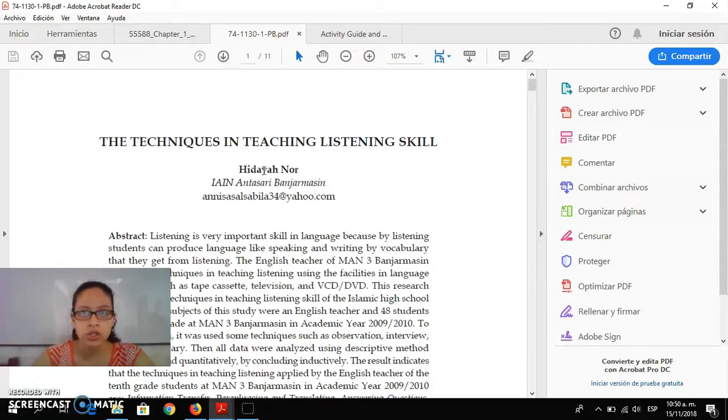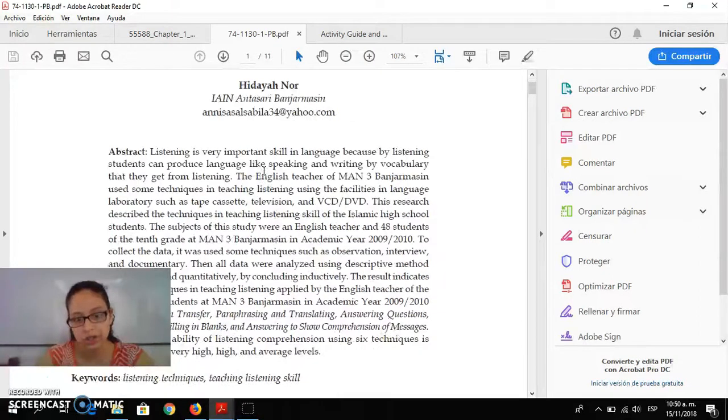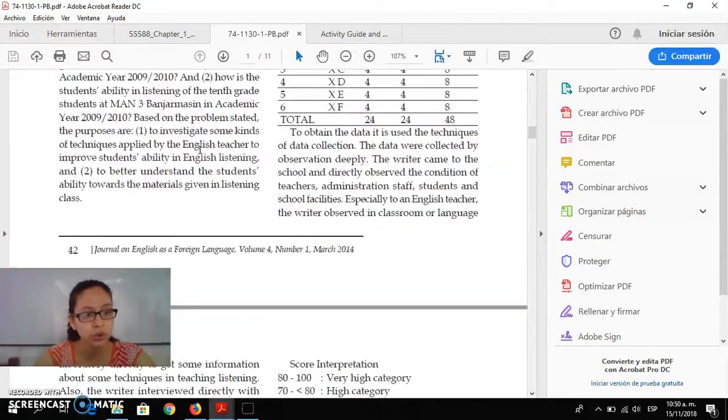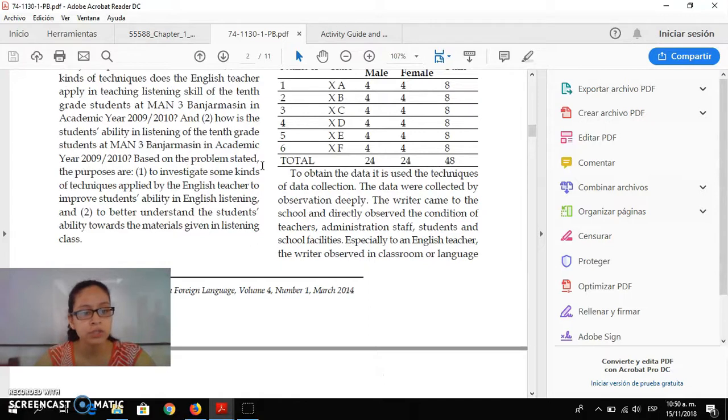In the article, the researcher is focused on exploring and understanding an educational phenomenon, which in this case is what are the most effective techniques to teach listening skill for language learners. We can find that in this part of the article, on page 42, they say, based on the problem stated, the purposes are first to investigate some kinds of techniques applied by the English teacher to improve a student's ability in English listening, and second, to better understand the student's ability towards the materials given in English listening class.